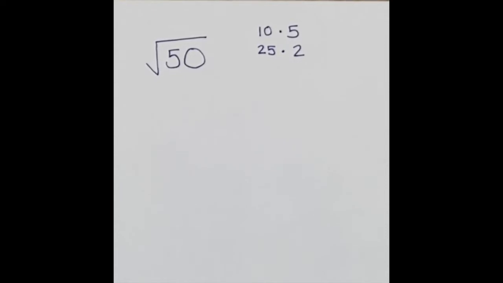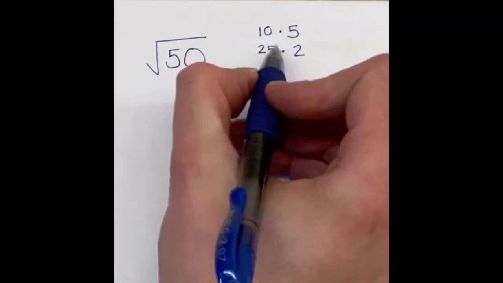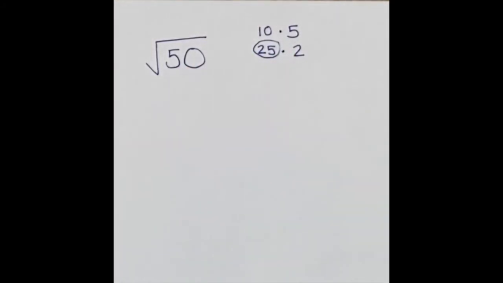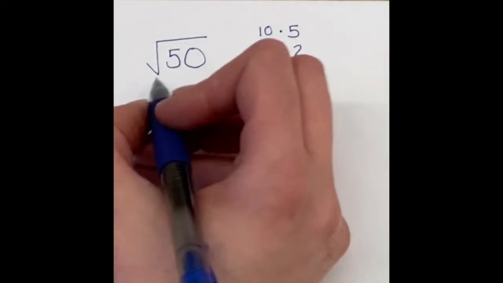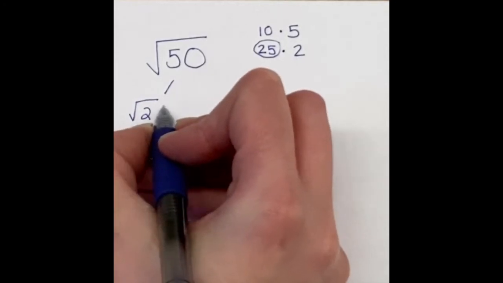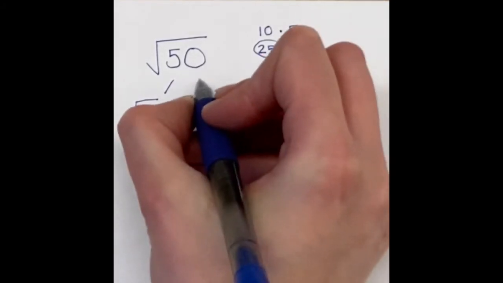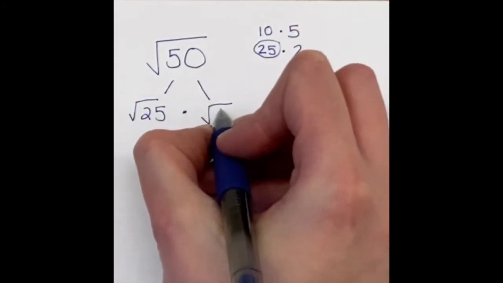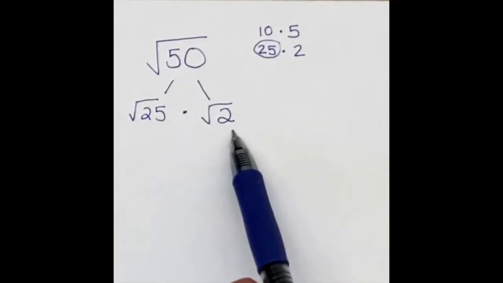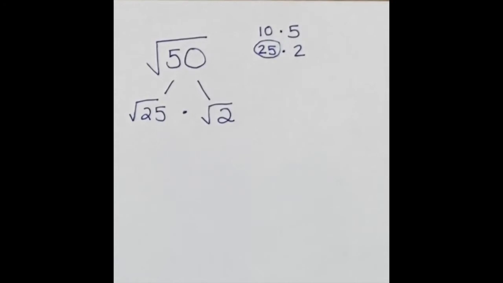So when I look at this list, my eye goes to 25. And I like 25 because 25 is a perfect square. So when I break this down, I can break this down as radical 25 times radical 2. Because we know that radical 25 times radical 2 will get me radical 50.